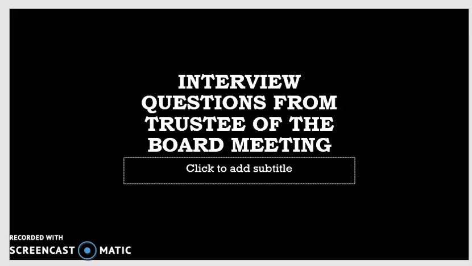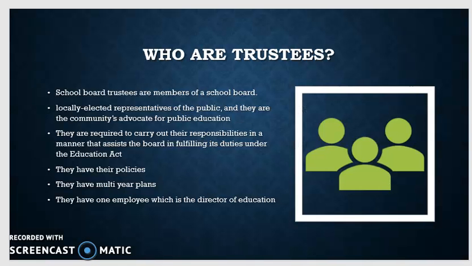We asked these questions of a few trustees, and here is the summary of their responses. The first one is, who are trustees? The school board trustees are the members of the school board, locally elected representatives of the public, and they are the community's advocates for public education. They are required to carry out their responsibilities in a manner that assists the board in fulfilling its duties under the Education Act. They have their policies, they have the multi-year plan, and they have 1 employee, which is the Director of Education.